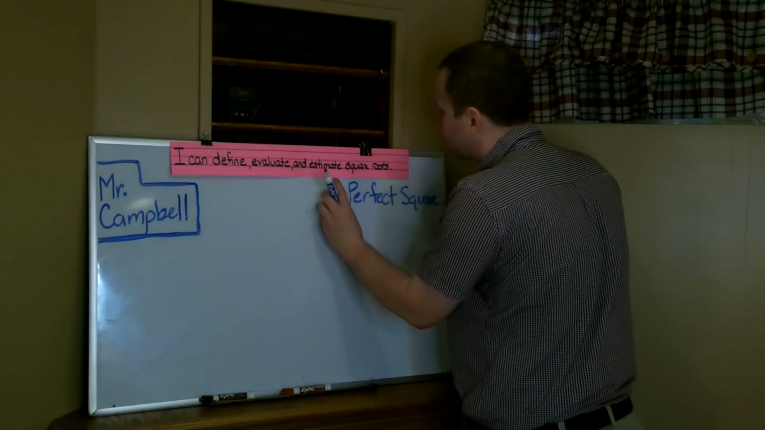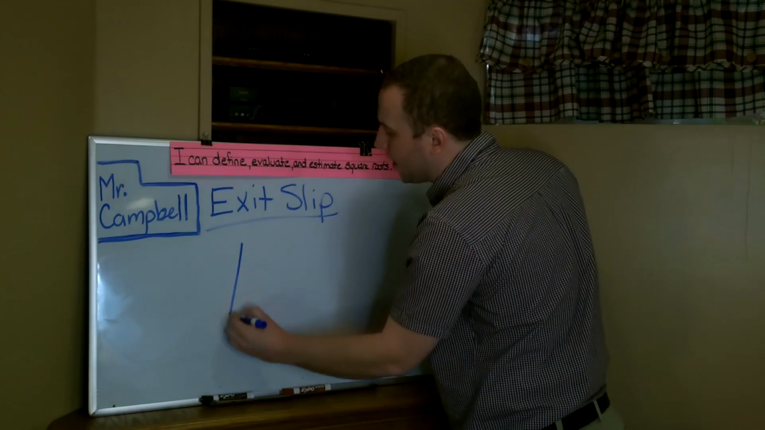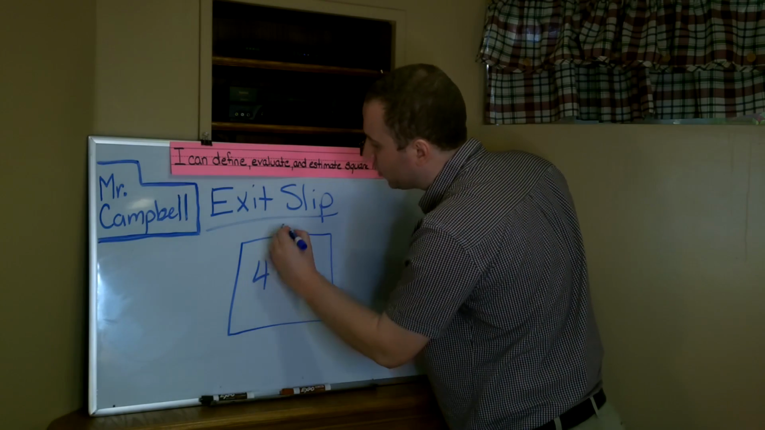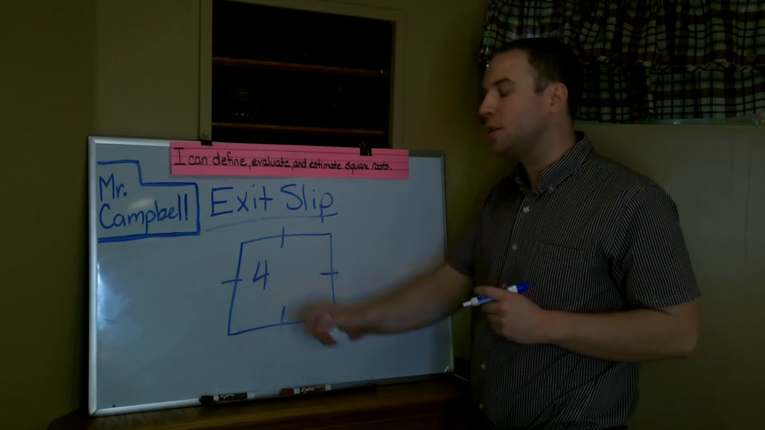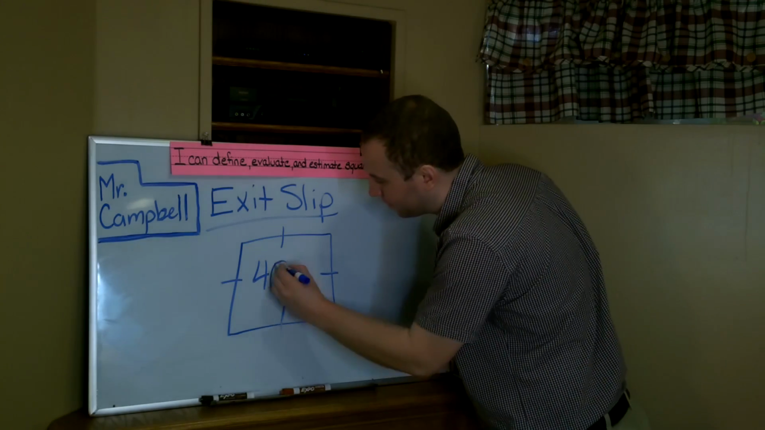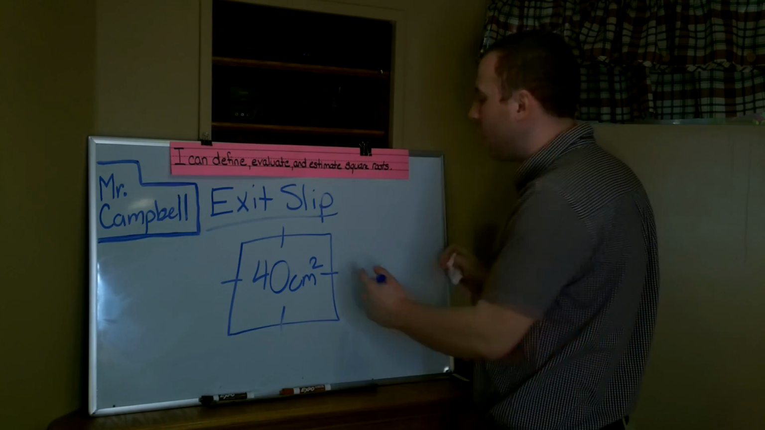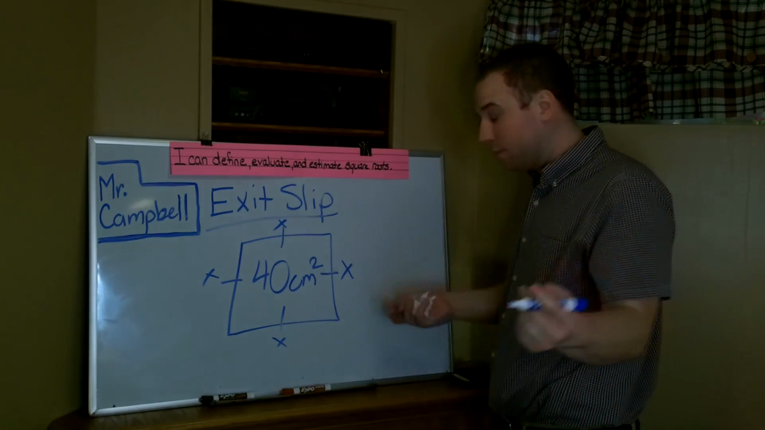So, go ahead, let's take our exit slip now, please. Go ahead and tell me, if I have a square, and again, the reason we know it's a square is that all 4 sides have the same bar between them. If I have 40 centimeters squared, what is the value of every single side of this square?